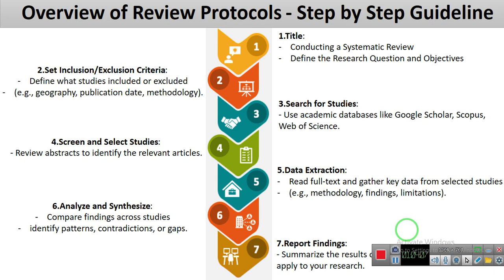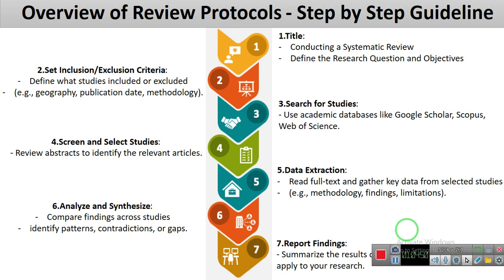Okay, in this slide we are going to have an overview of the review protocols, step-by-step guidelines. In general, we have 7 main steps that we have to implement in our systematic review paper. The first one is the title, and we have to write in our title that we conduct a systematic review, as we have seen in the sample paper.